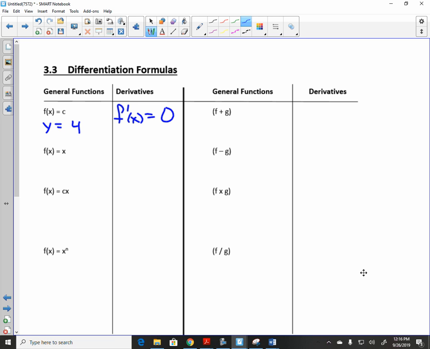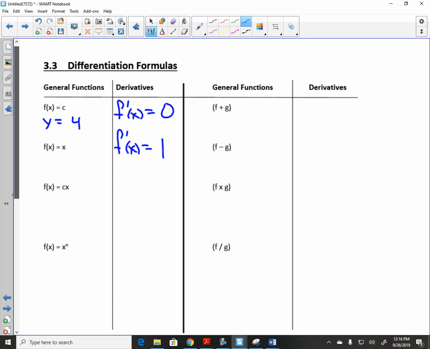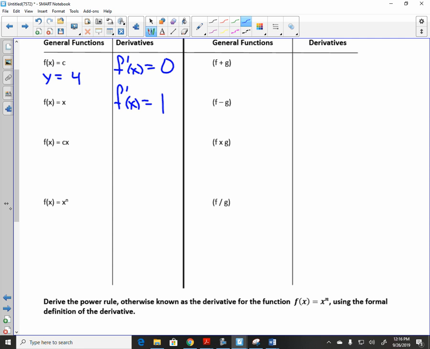Suppose f of x is equal to x. What's the slope of x? 1. So therefore, f prime of x is equal to 1. Suppose you have a constant times x. What's the derivative of a constant times x? The constant. So you have 2x, and the slope is 2, right? So f prime of x is going to be equal to c.